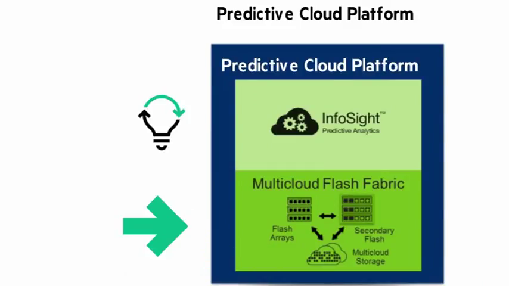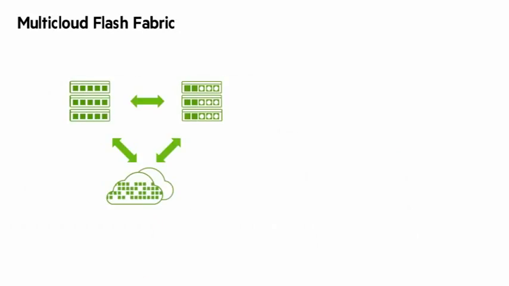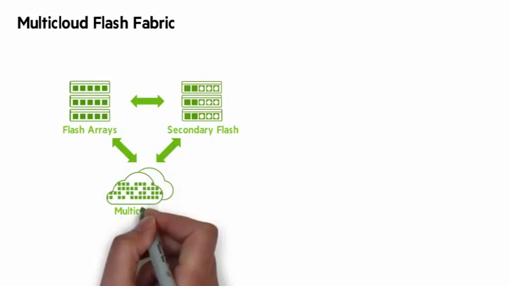Next, let's look at the MultiCloud Flash Fabric. The MultiCloud Flash Fabric is a single architecture that spans flash arrays, secondary flash, and multi-cloud storage. Let's briefly look at each of these.